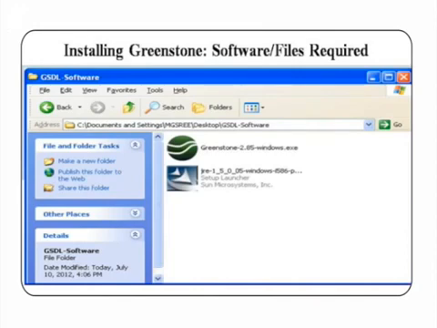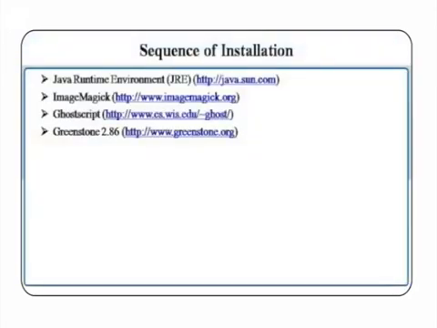Now we are going to see the Greenstone installation. The sequence of installation is, first we have to install Java, second ImageMagick, then Ghostscript, then Greenstone. So there are 4 steps to install Greenstone. Java, as I mentioned, can be downloaded from the Java site, and URLs are given with that from where it has to be downloaded. For ImageMagick, it is ImageMagick.